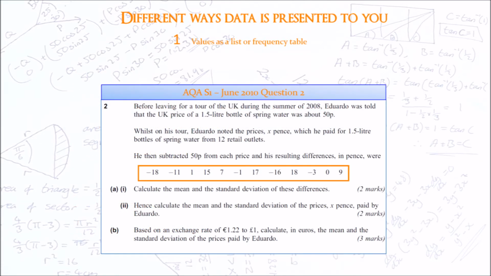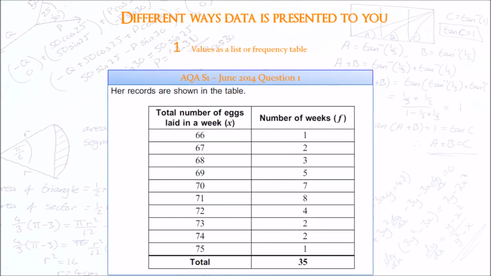Right, so let's have a look at the various different ways they can present data to you in a question. The first is it could give you values as a list or a frequency table. So we can see in this example, we've got a list of values here, and all we're going to do is plug them into the calculator, and that will give us our numerical measures. And then in the second example here, you've got a frequency table. Again, just plug them into the calculator and it'll do all the work for you.